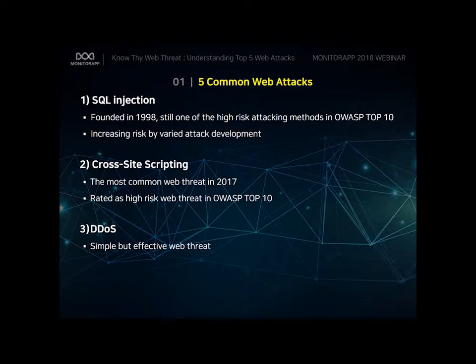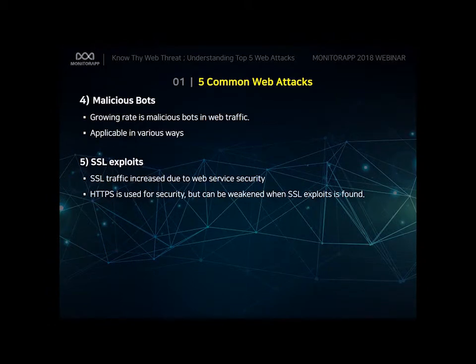Second is Cross-site scripting. Cross-site scripting set a record on the highest occurrence rate in 2017, rating among the high-risk web threats in OWASP Top 10. Third is DDoS, a simple but effective attack. Fourth is Malicious Bots, applicable in various ways and with a high growth rate. Lastly, SSL exploits, increasing use of SSL traffic causing security issues.